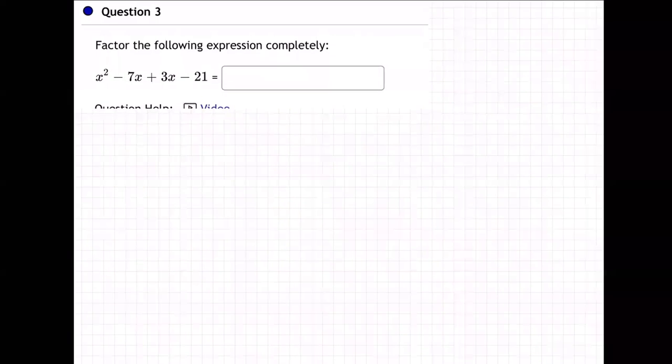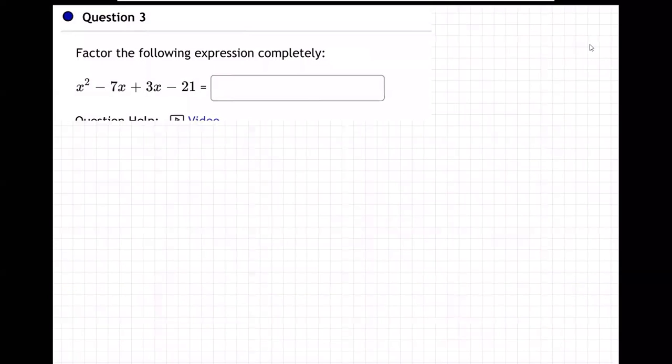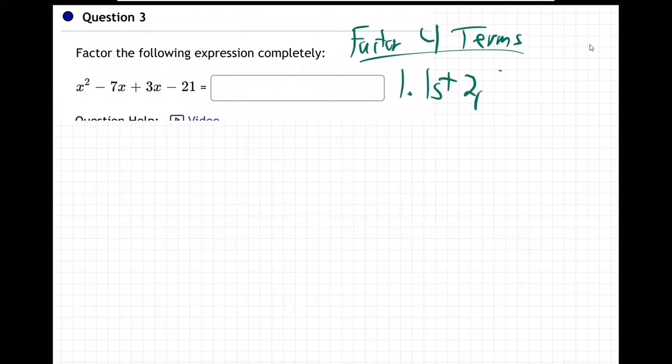Okay, so on this question, they're wanting us to factor. We have to factor 4 terms. So how do you factor 4 terms? Well, step number 1 is you do first 2, last 2. So you look at the first 2 and the last 2.